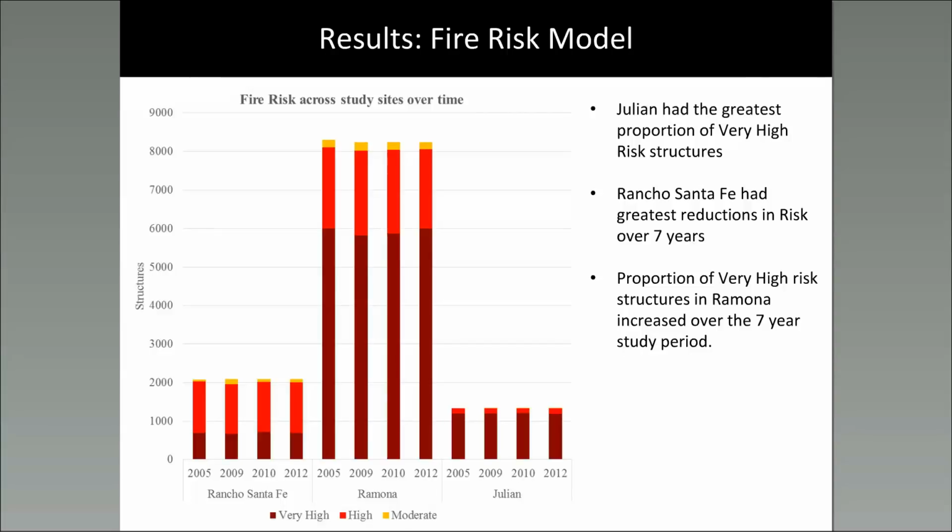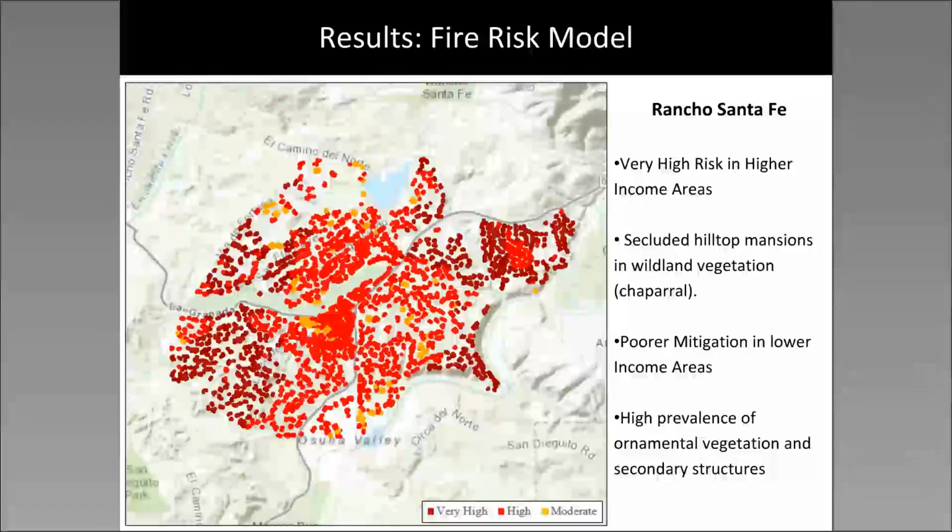So one of the results of our project was we were able to map out the structures given the risk levels for each year. And here is one of the maps for Rancho Santa Fe. One use of this model is really to be able to find clusters of homes that may be higher or lower risk, so that management agencies can identify areas where more mitigation may be needed. In Rancho Santa Fe, we found that the very high risk was in the higher income areas. Unlike Julian, this is often the result of a lot of ornamental landscaping and also being out in the chaparral vegetation. There's a lot of secluded hilltop mansions in wildland vegetation, as I said.